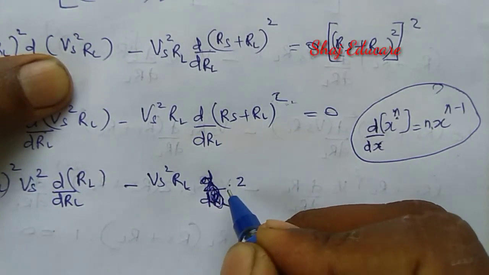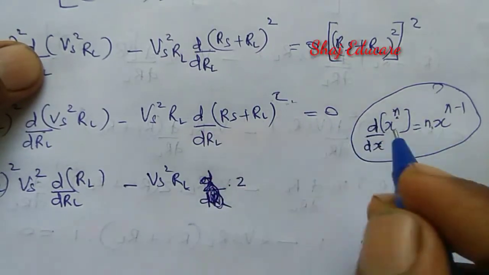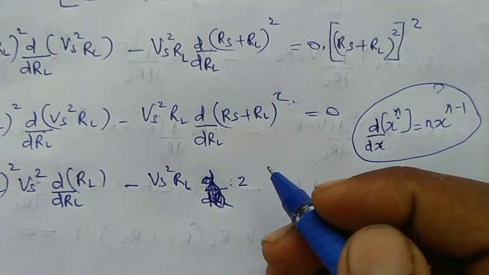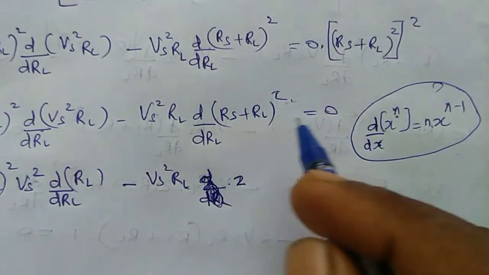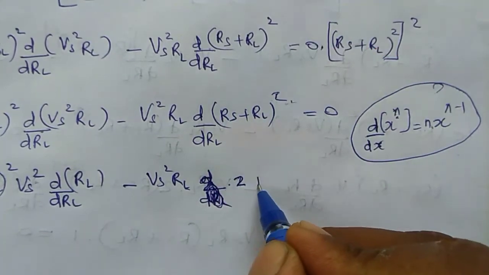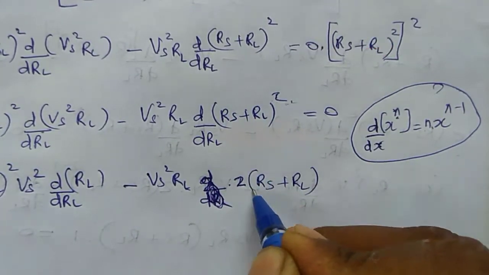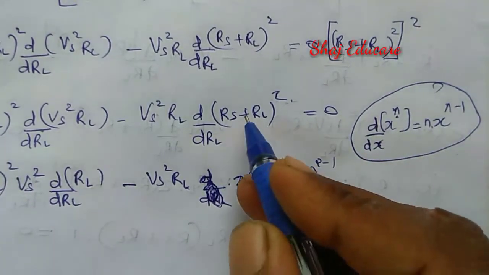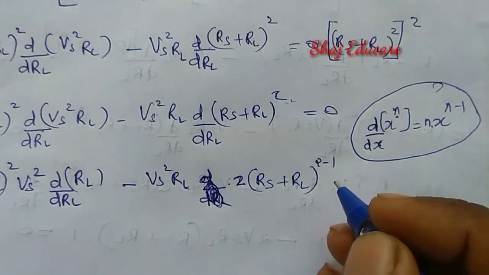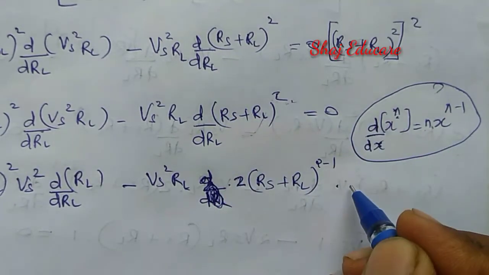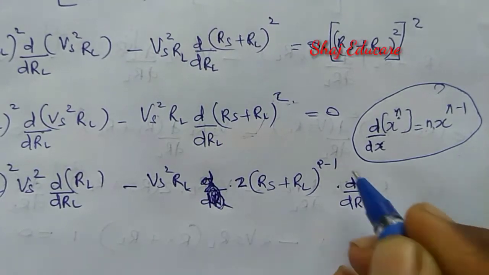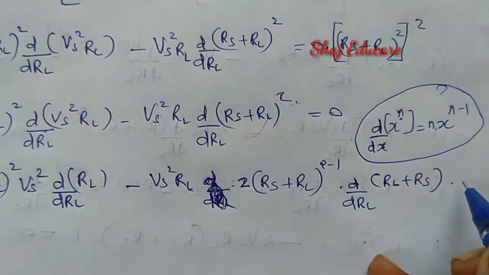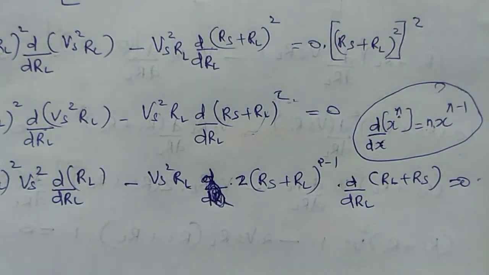Now we are applying this formula, so we don't need to write d by dRL. Then x means this entire term, (Rs plus RL) raised to n minus 1, where n is 2, again 2 minus 1, into, as we have multiple terms here, again we have to take the derivative of the term within the bracket, d by dRL of (RL plus Rs), that should be equal to 0.